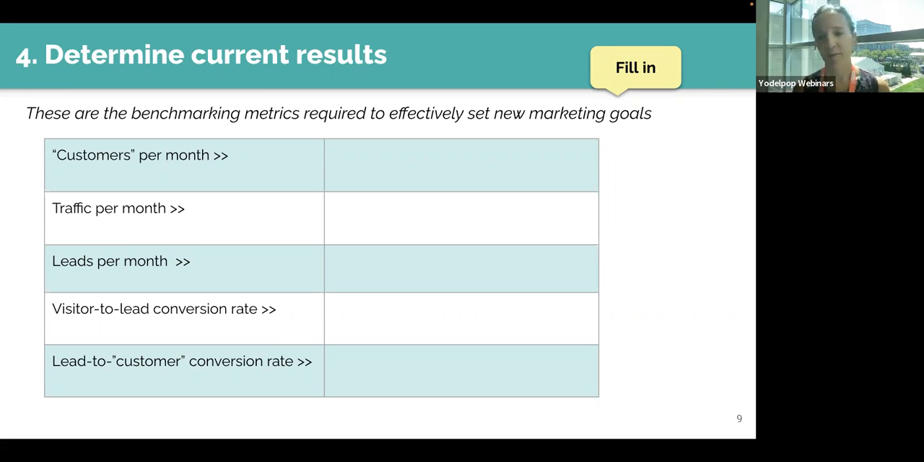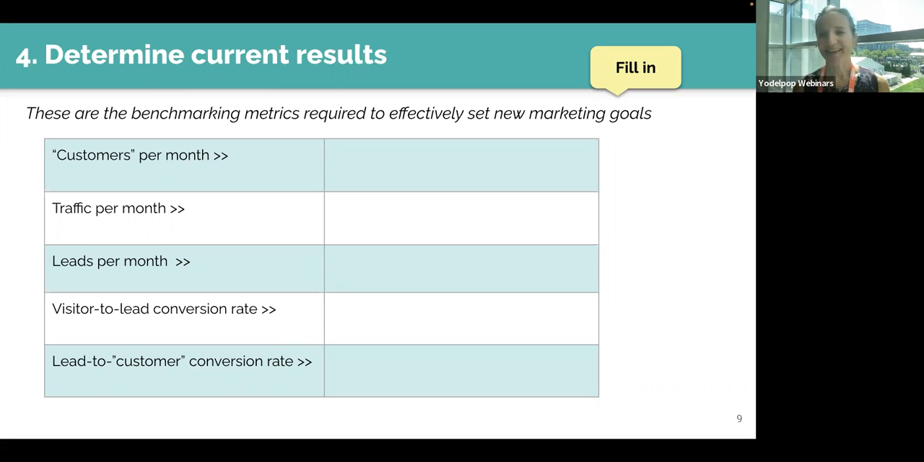Traffic per month. This is pretty straightforward. You're going to take the traffic to your website over a 12-month period, divide that by 12, and that's your traffic. You should have that in Google Analytics. If you have a marketing automation platform, you can get the data there. Somebody at your organization should have this information. And again, if you don't have these answers, jot down who you think might have the answers. Leads per month.